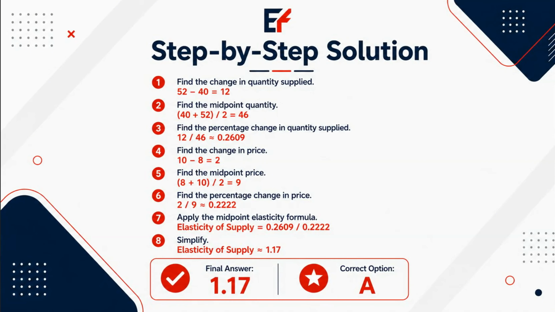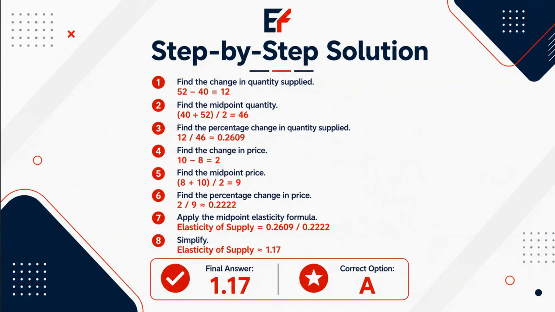First, quantity supplied rises from 40 to 52, so the change in quantity supplied is 12. The midpoint quantity is (40 + 52) divided by 2, which gives 46. So the percentage change in quantity supplied is 12 divided by 46, about 0.2609. Price rises from 8 to 10, so the change in price is 2. The midpoint price is (8 + 10) divided by 2, which gives 9.